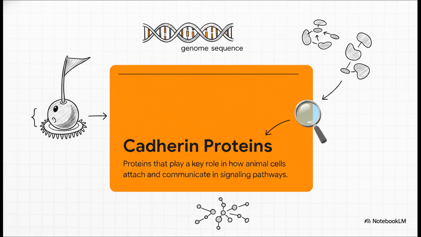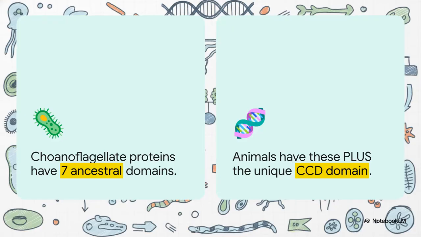Astonishingly, researchers actually found genes encoding for 78 protein domains in that single-celled choanoflagellate that we previously thought only existed in animals. When we actually compare these proteins at the molecular level, we see something super fascinating. The ancestral choanoflagellate has a cadherin-like protein made of 7 distinct domains. And guess what? Animal cadherin proteins contain these exact same ancestral domains.